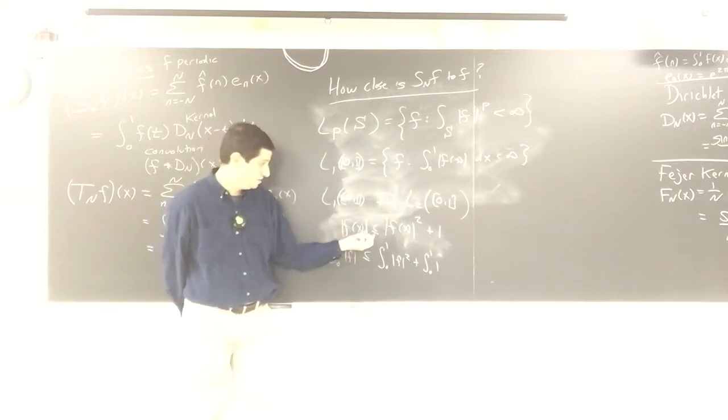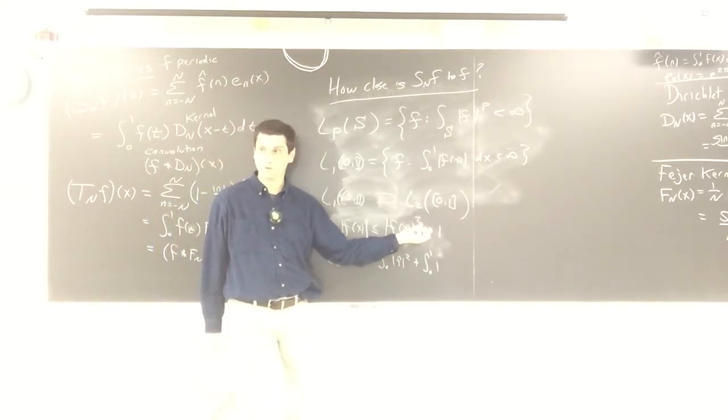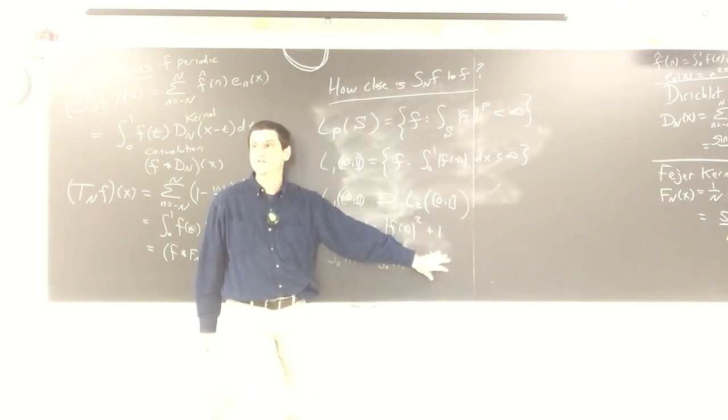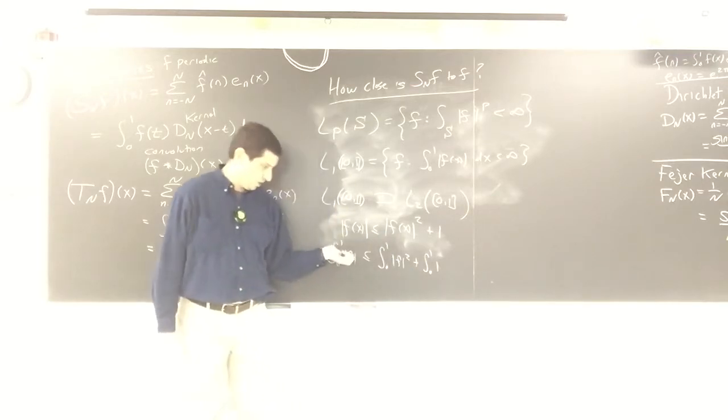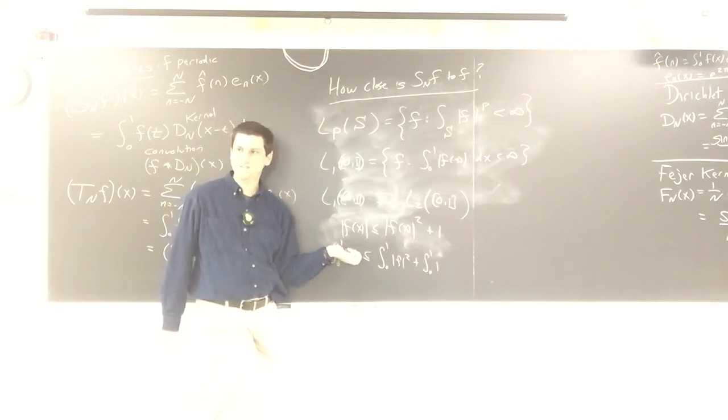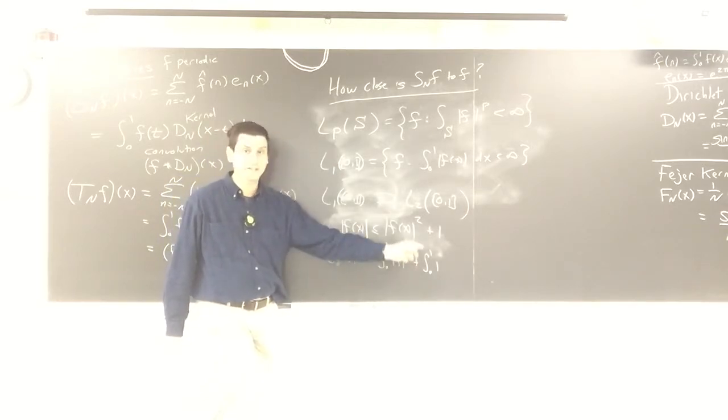Then the absolute value of f is still less than absolute value of f squared plus 1. But now we're integrating this from negative infinity to infinity. And now this gives us an infinity. And then this tells us, well, the L1 norm of f is at most positive infinity. This is not that useful. So it's essential here that we have a finite interval.